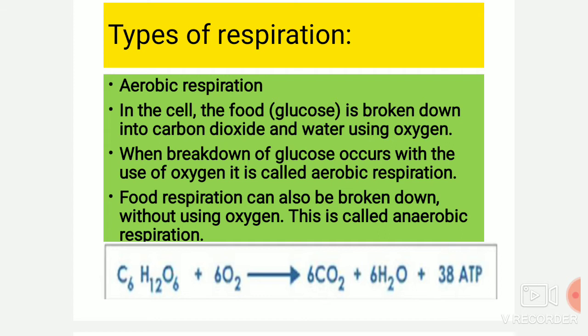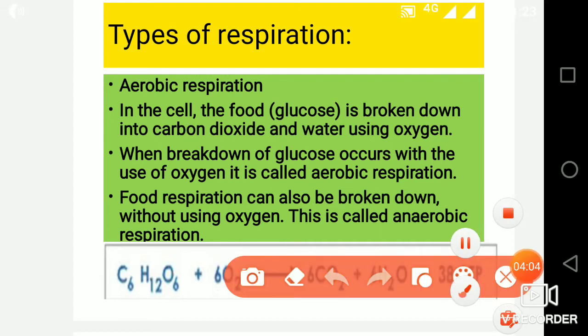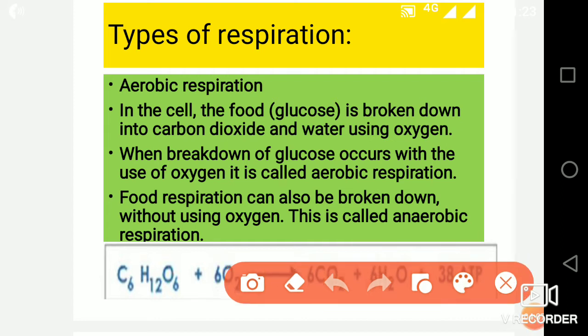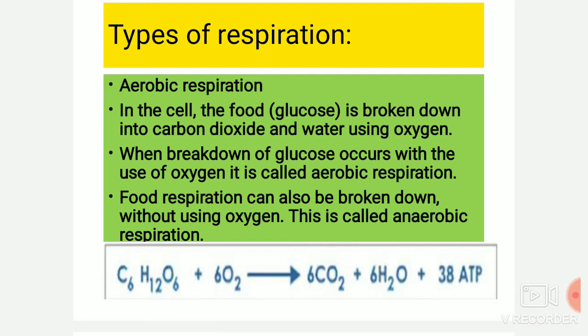Food can also be broken down without oxygen. That will be termed as anaerobic respiration. Here you can see that glucose, C6H12O6, combines with oxygen to produce carbon dioxide and water, along with 38 molecules of energy. ATP is the molecule of energy. So 38 ATP produced means 38 molecules of energy is produced by the glucose molecule.